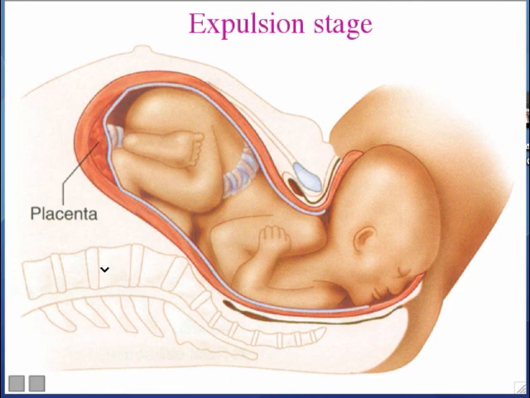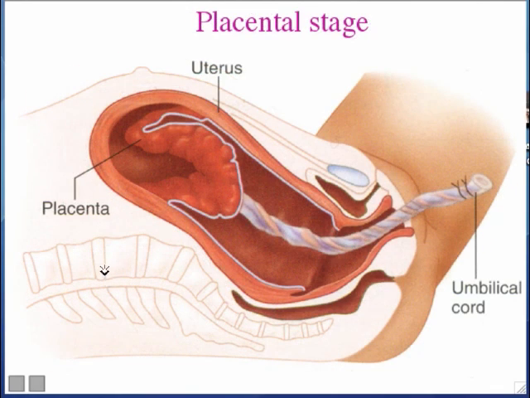All right, so the expulsion stage is from full dilation of the cervix to the time the baby is born, typically an hour for the first birth, but shorter for subsequent births. After the baby is born, the woman has to also pass the placenta out of her uterus. If it stays inside there, it can lead to infections. And so that's called the placental stage. The contractions of the uterus continue, and that helps propel the placenta outside the woman's body. Question?